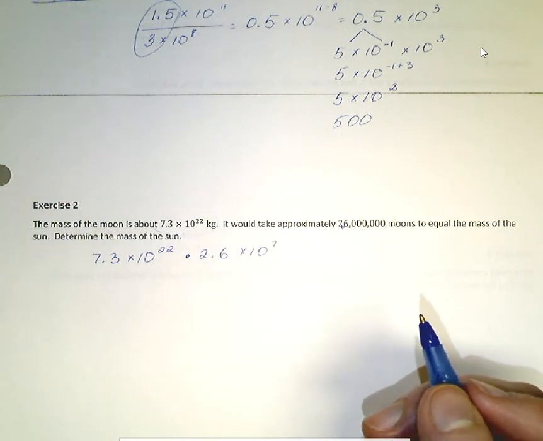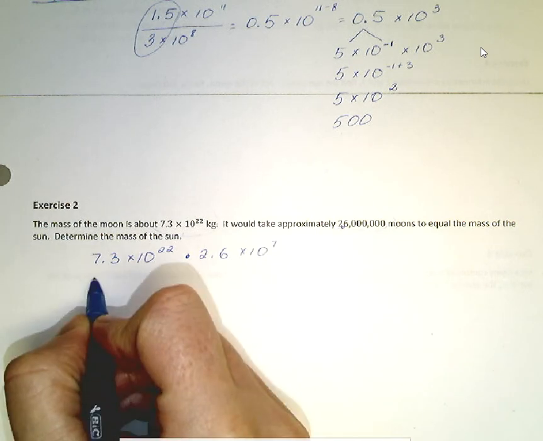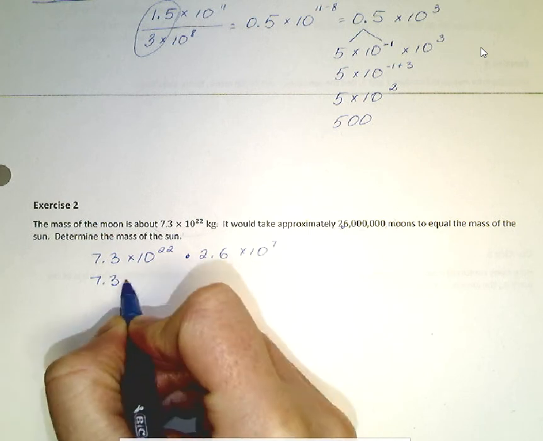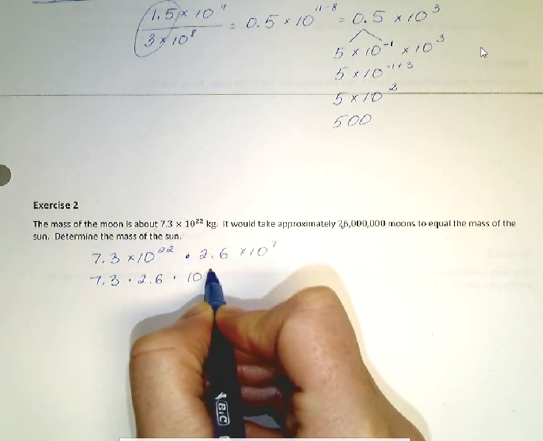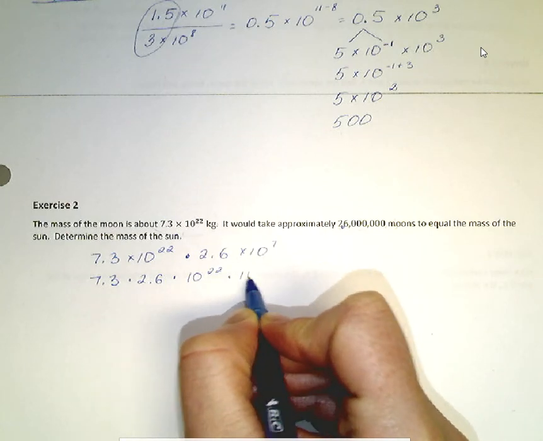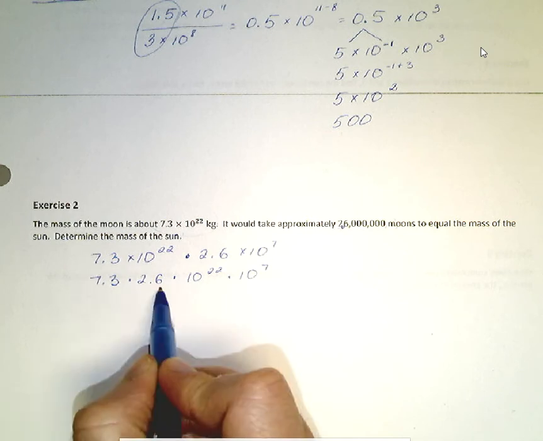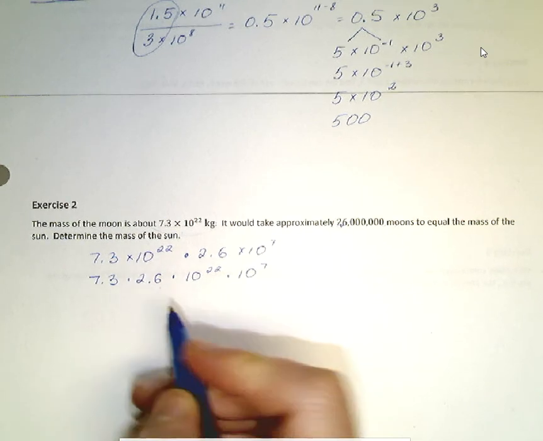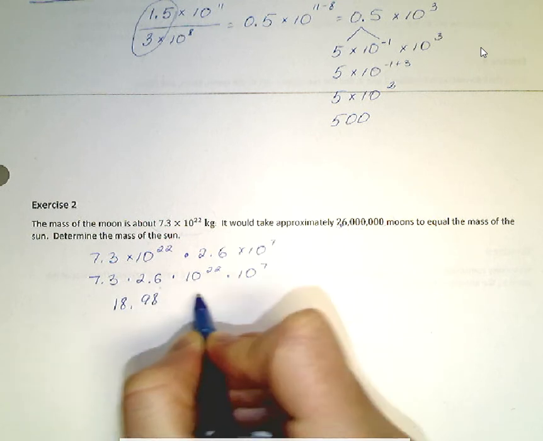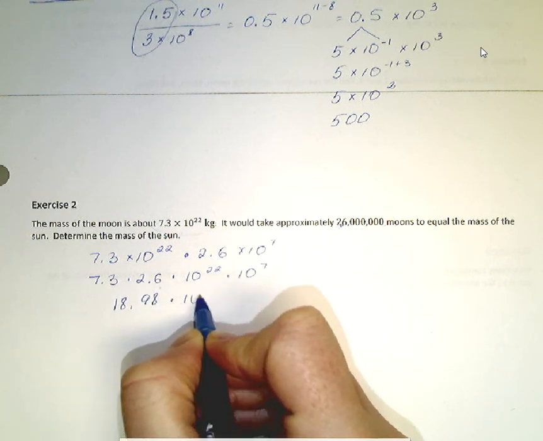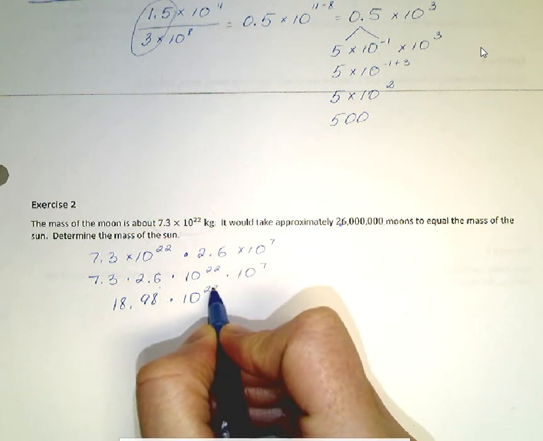Now this is a multiplication problem, so I can rearrange my numbers any way I want. I can do 7.3 times 2.6 times 10 to the 22nd times 10 to the 7th. Since it's all multiplication, I'm multiplying my decimals, and that is 18.98, and I'm multiplying it by 10, and I'm adding the exponents here, 22 plus 7.